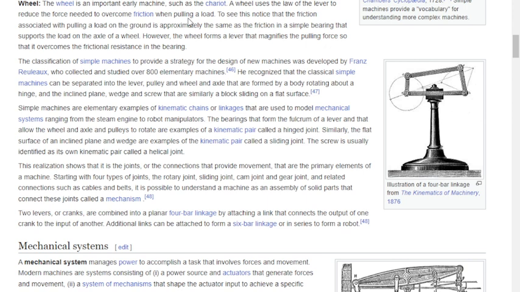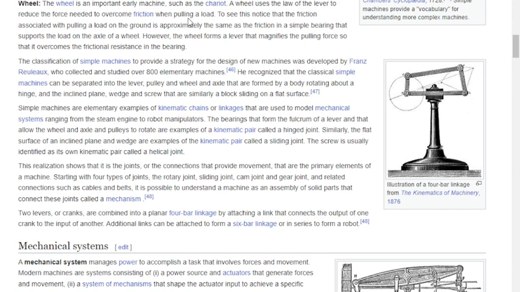The bearing that forms the fulcrum of a lever and that allows the wheel and axle and pulleys to rotate are examples of a kinematic pair called a hinge joint. Similarly, the flat surfaces of an inclined plane and wedge are examples of the kinematic pair called a sliding joint. The screw is usually identified as its own kinematic pair called a helical joint.